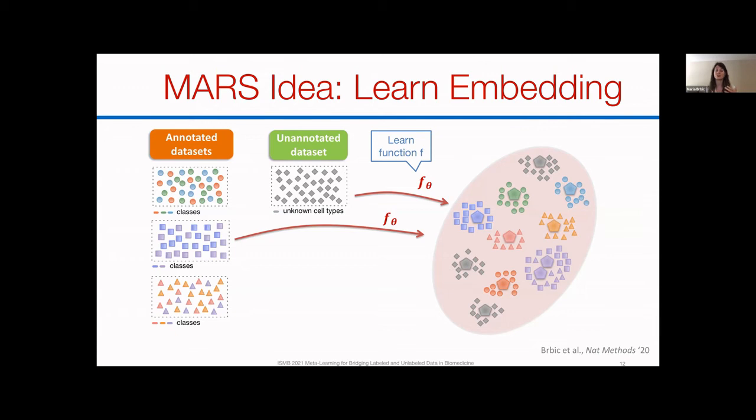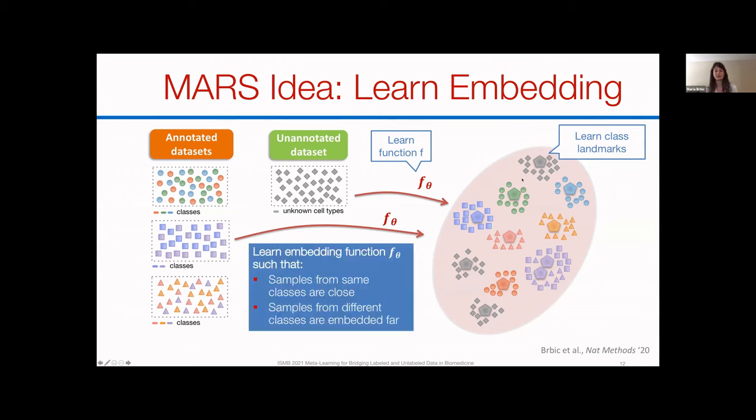At the same time, MARS learns the class landmarks, that is, class representatives or class centroids in this low-dimensional space. Two types of landmarks are learned: landmarks for annotated data sets, which are marked as pentagons in different colors, and also landmarks for the unannotated data set, marked in gray, because we don't know their identity. The objective function here is to force samples from the same classes to be embedded close, while examples from different classes should be embedded far away.